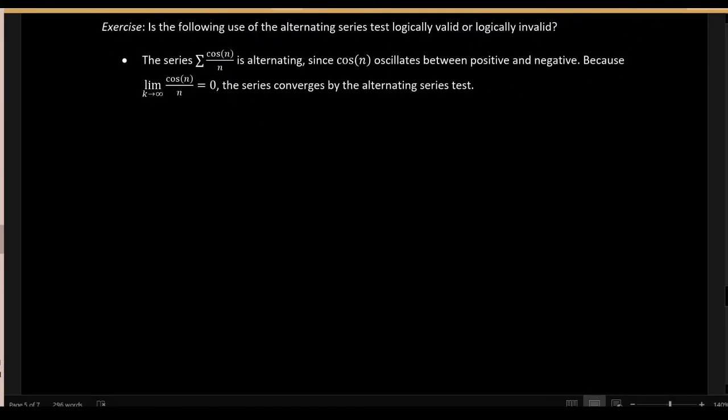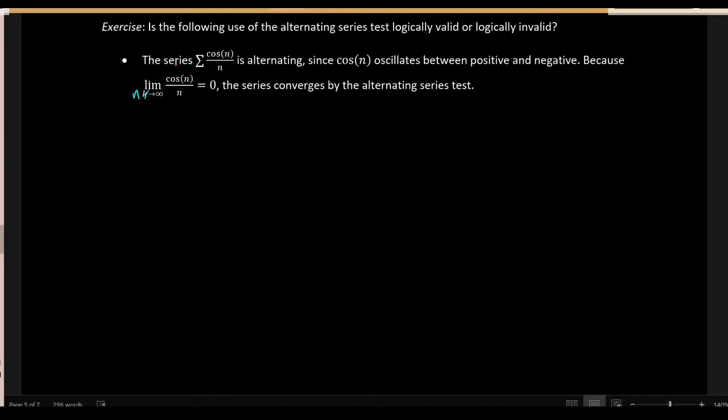On those same lines, let's consider the following exercise. Is the following use of the alternating series test logically valid or logically invalid? They say the series cosine n over n is alternating because you have that cosine there, which is going between positive and negative. And because the limit as n goes to infinity of cosine n over n is equal to 0, they conclude that the series must converge by the alternating series test. What do you think? Is this correct or not?